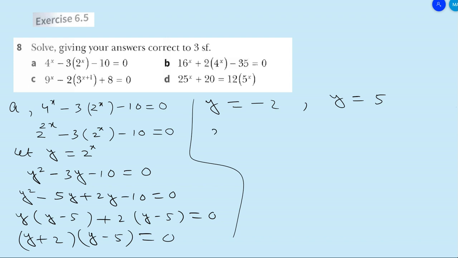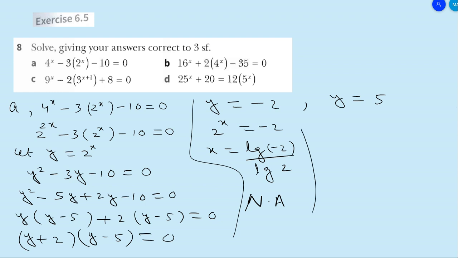What is y? y is 2 to the power x minus 2. Taking log on both sides, x is equal to log minus 2 upon log 2. This is not admissible, because logarithm does not allow a negative sign. Now move to the second value.